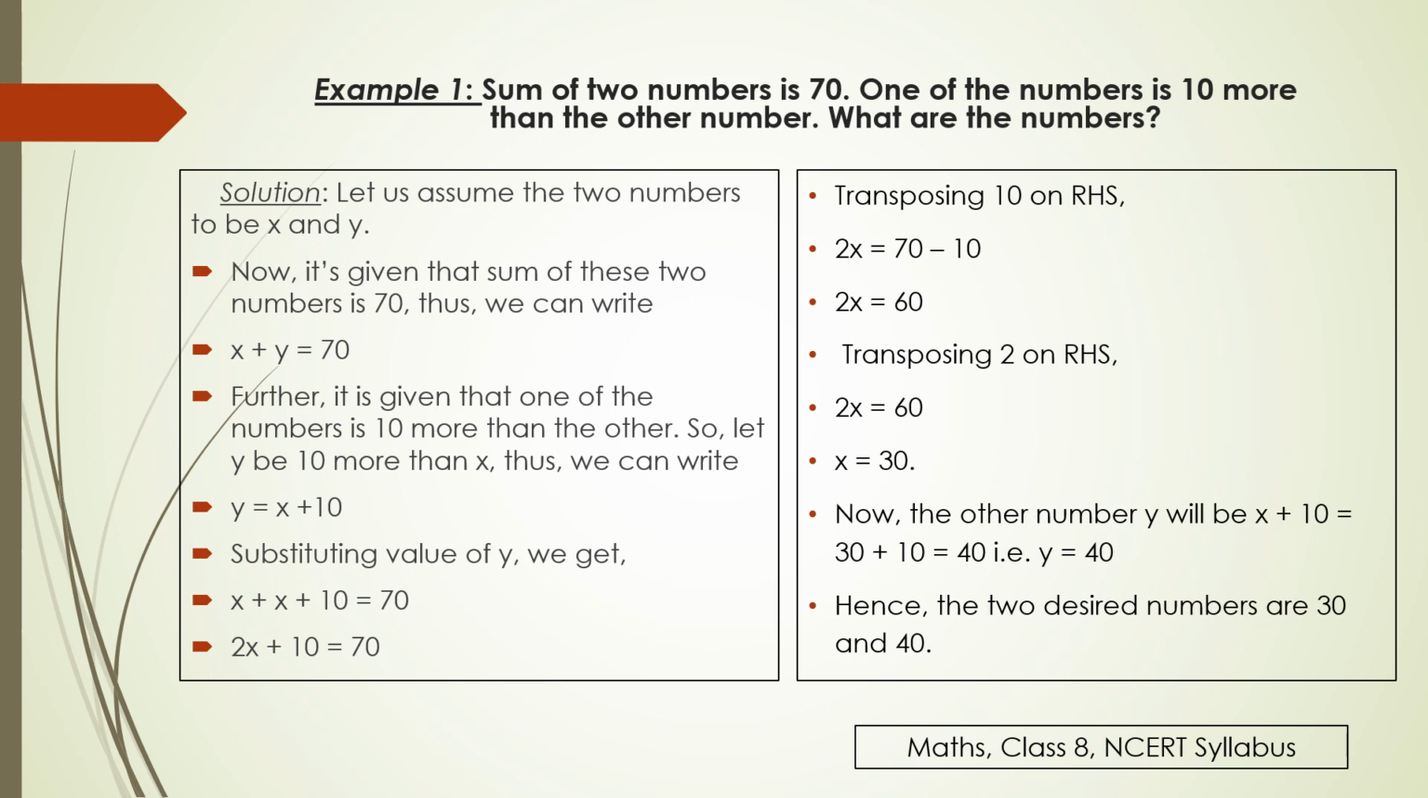Further, it is given that one of the numbers is 10 more than the other. So let y be 10 more than x. Hence y = x + 10. Now in the first equation, let's substitute the value of y and we will get the equation to be solved as x + 10 = 70. By solving this simple linear equation, we will get x = 30. Now from the second equation we can get the value of y by replacing the value of x. So the value of y will come to 40. Hence, the two desired numbers are 30 and 40.